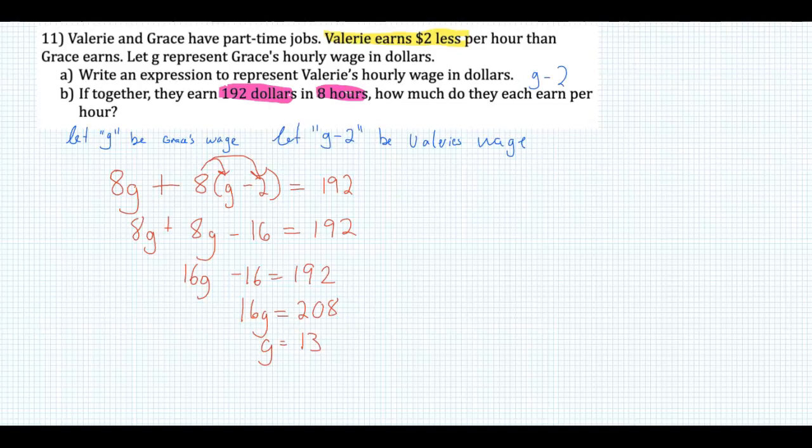And so am I finished here? Well, I'm not really finished. That's Grace's wage, but I didn't answer the question. The question said, how much do they each earn per hour? So we know how much Grace earned because that is written in our answer here. Valerie is 2 less than that, so that's just $11. So we can say Grace earns $13 per hour.